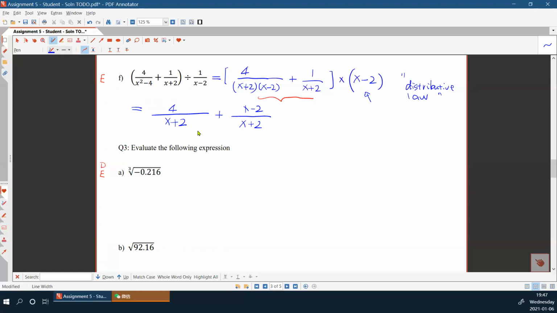Then you can see these terms have the common denominator, so you can combine them now, which gives you 4 plus x minus 2 over x plus 2, okay? And that is x plus 2 over x plus 2. Final result is 1, okay? Again, if you have done this incorrectly, put it in your notebook.